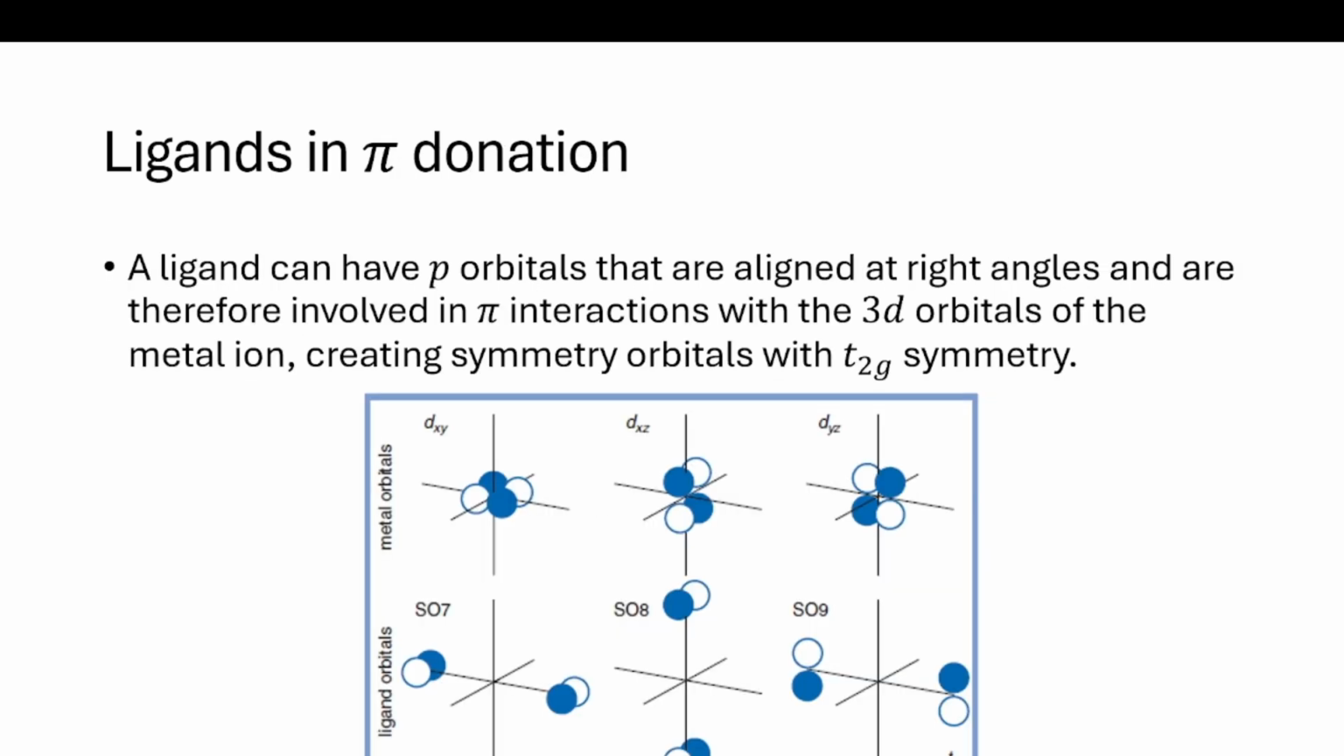Alright, let's keep going on. So, in addition to sigma donation, we're also going to get pi donation when it comes to ligands. And this occurs when ligands have p orbitals that are aligned at right angles. And because of these p orbitals, for example, in halide ligands, what's going to happen is that these ligands can get involved in pi interactions with the 3d orbitals. And therefore, we're going to get even more symmetry orbitals with T2g symmetry.